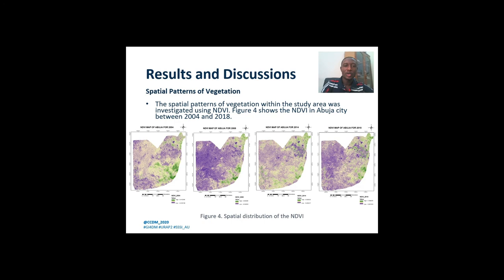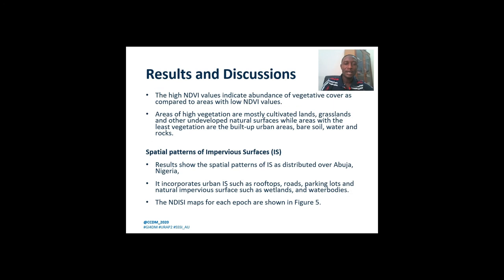This result shows the spatial pattern of the distribution of vegetation in the study area. The high NDVI values indicate abundance of vegetative cover as compared to areas with low NDVI values. Areas of high vegetation are mostly cultivated lands, grasslands, and other undeveloped natural surfaces, while areas with least vegetation are the built-up urban areas, the bare soil, the water, and the rocks as well.